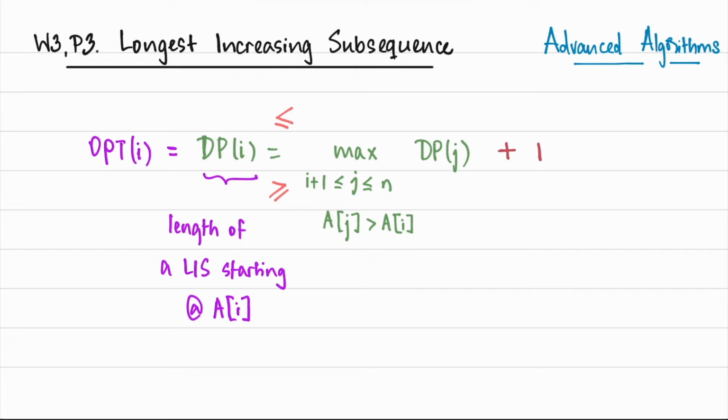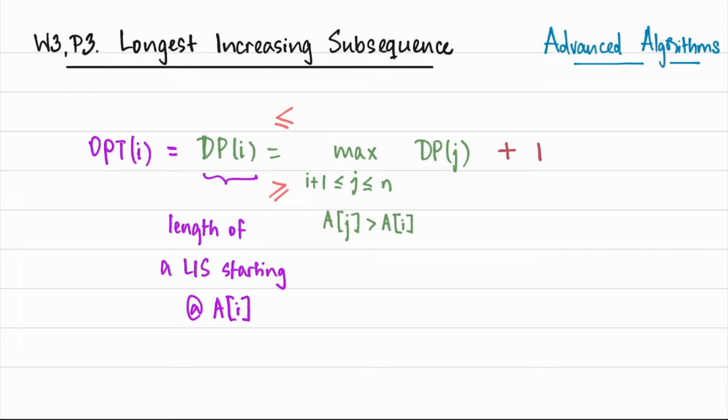When I say that opt is at most max of blah blah blah plus 1, what I'm trying to say is that you cannot do better than what we have discovered here. Okay, this is really the ceiling for opt. This is a maximization problem.